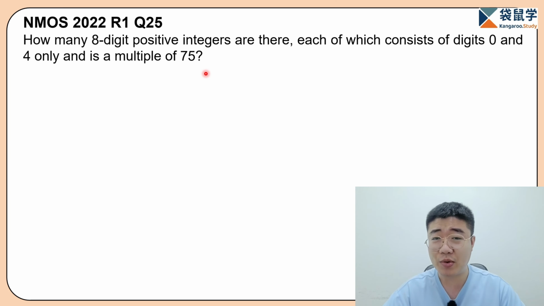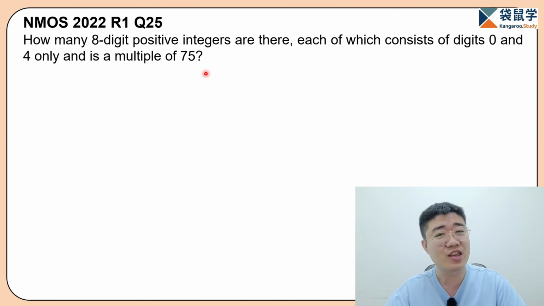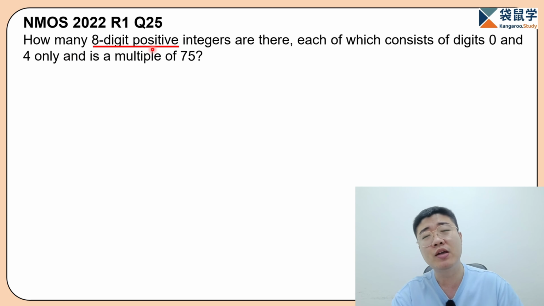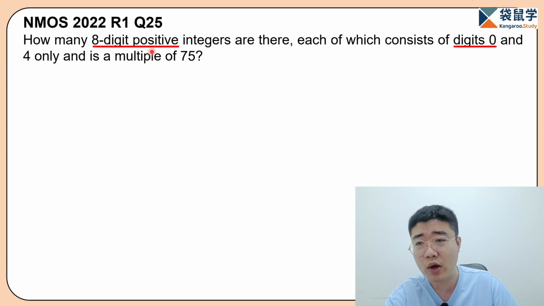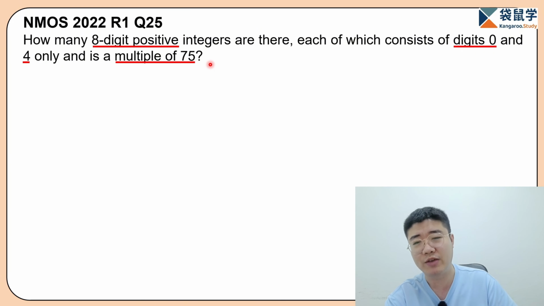So, like we have always said, we always need to identify the key information in the question first. So everyone, what is the key information here? First of all, we know that this number must be 8-digit and it's a positive number, which means that the number is greater than 0. So the digits that we can use are only 0 and 4. And we have to ensure that this number is a multiple of 75.